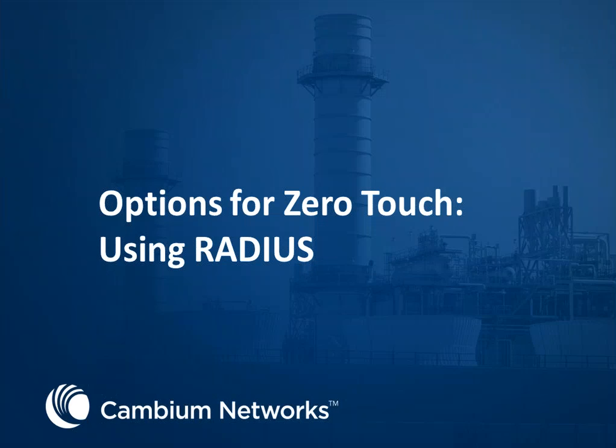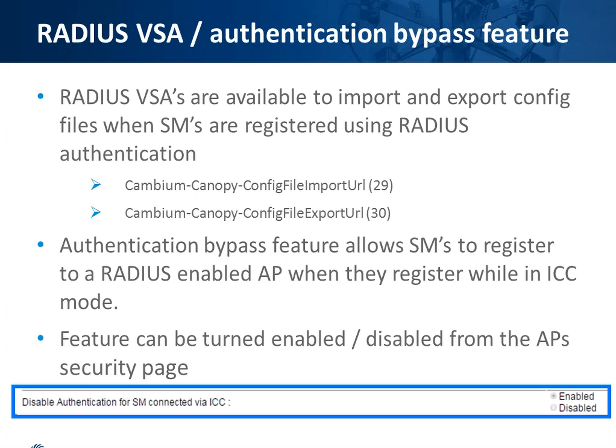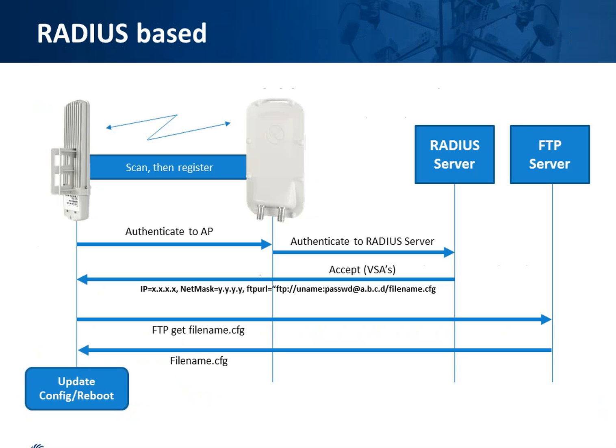The other way to do it, and many of our customers today have Radius installed for authentication and other functions, including configuration, is that we can do this zero-touch configuration via Radius as well. VSA is the vendor-specific attribute. We have an option in the access point that disables authentication for SMs connected via installer or installation color code. What that means is that we can import this config file and allow the SM to register to a Radius-enabled AP while in installation color code mode. So that's available using Radius instead of DHCP option 66.